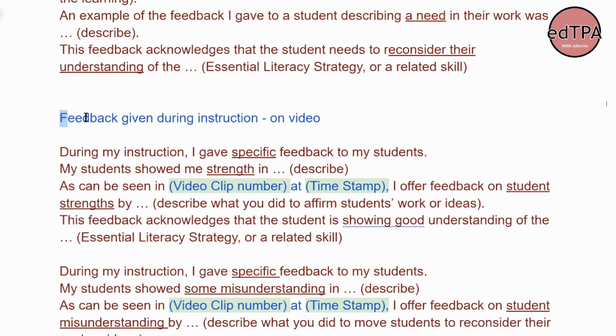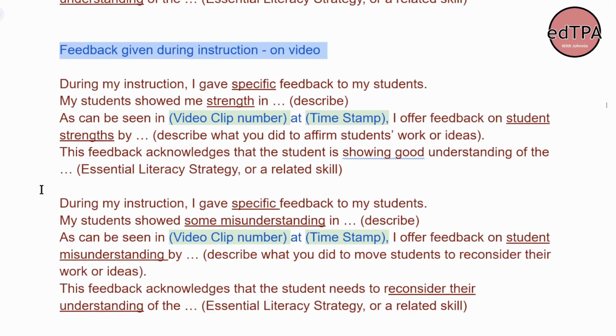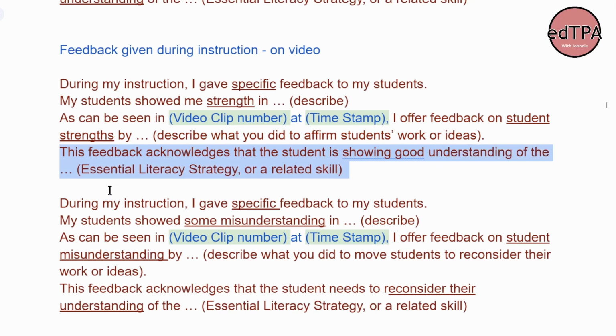During video, this is feedback given during instruction on video. During my instruction, I gave specific feedback to my students. My students showed me strength in, and described what that strength was. As can be seen in video clip number at timestamp, I offer feedback on students' strengths by, describe what you did to affirm students' work or ideas. This feedback acknowledges that the student is showing good understanding of the essential literacy strategy or related skill. Okay? So this is video and you're showing a strength.